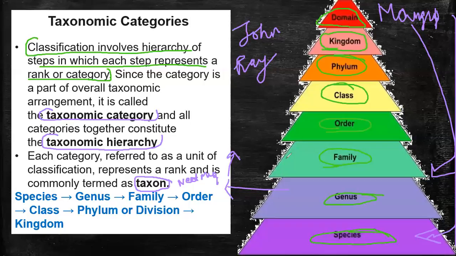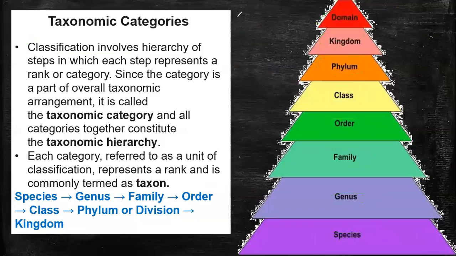Next is the family. It is a group of related genera with still fewer similarities as compared to genus and species. Examples for the family are Felidae and Canidae. All these are examples for family.